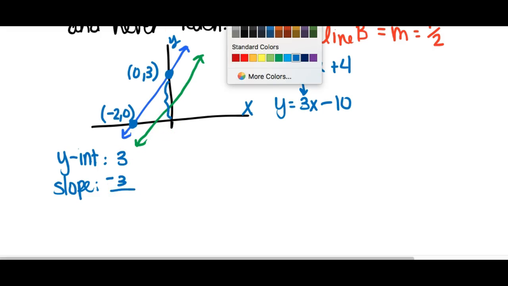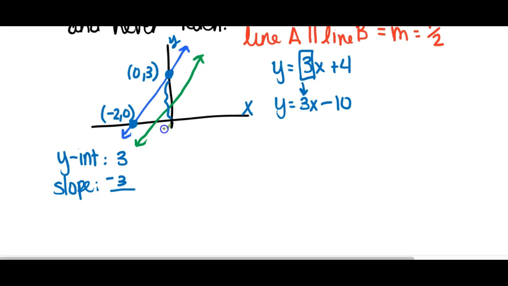And then from here to here, it's 2 spaces, and we're going to the left, so that's negative. So this really is 3/2, remember, because a negative divided by a negative is a positive. So when we rewrite this, we have y equals 3/2x plus 3.